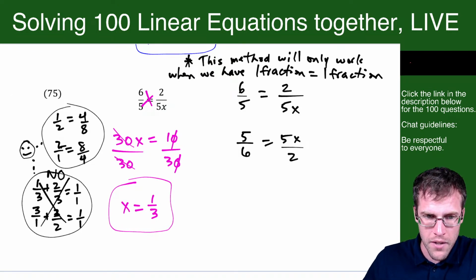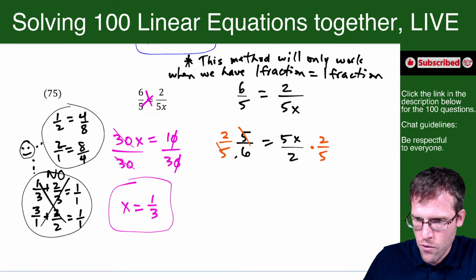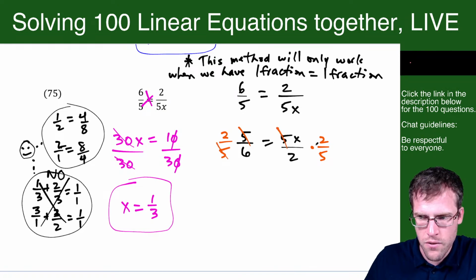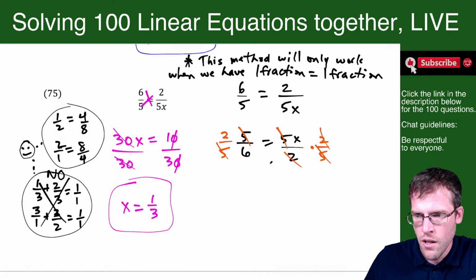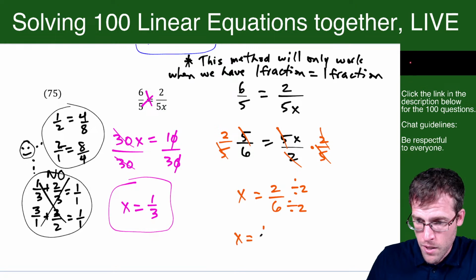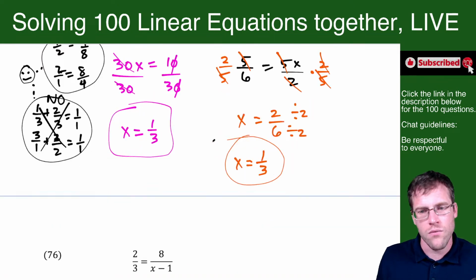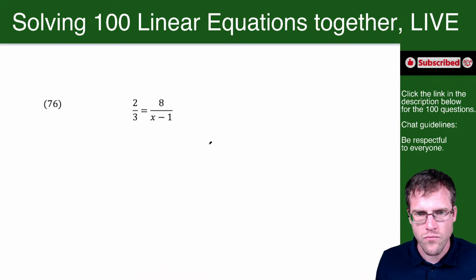And now you have the option of just multiplying by 2 over 5. So 2 over 5, and now 5 over 5 cancel. Oh, let me cancel this side too. 5 over 5, 2 over 2 is gone. So you have x equals 2 over 6, and 2 over 6, if you divide top and bottom by 2 to reduce, you're also getting 1/3. Okay? So nice little trick to have up your sleeve.